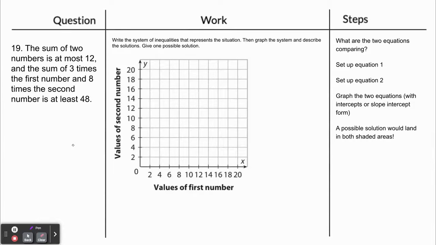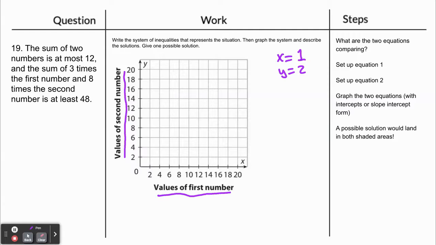The sum of two numbers is at most 12, and the sum of 3 times the first number and 8 times the second number is at least 48. So, in this case, we're comparing two numbers, right? We'll call X the first number, we'll call Y the second number, because in our graph that we're given, it says the Y-axis represents the second number and X-axis represents the first number.